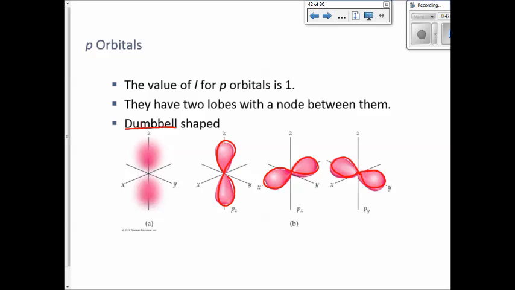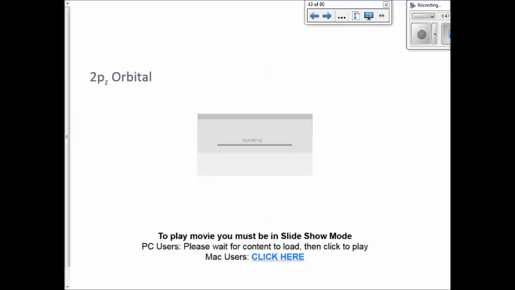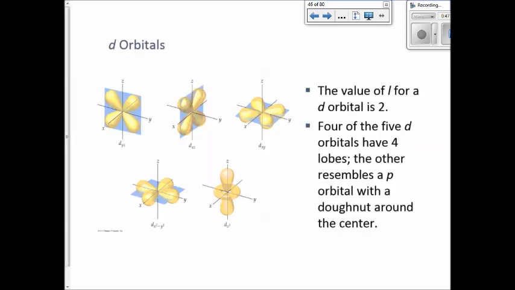Now, I'm going to skip the videos. If you want to watch them spin, you can look up the PowerPoint. The D's. You don't have to know a shape for the D's because guess what? The D's are starting to look a little funky. They look like 4-leaf clovers, but this one right here is donut shaped. Okay? And realize that these are the 3-dimensional shapes as to where the electrons are going to be.